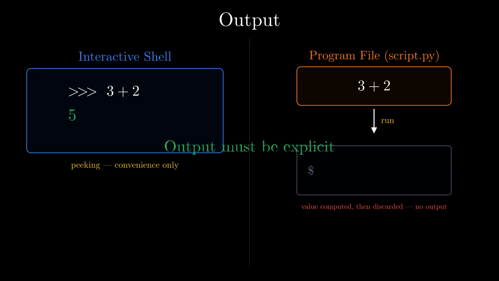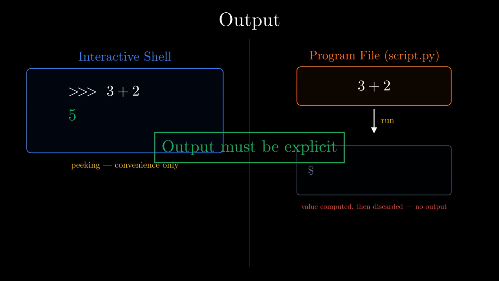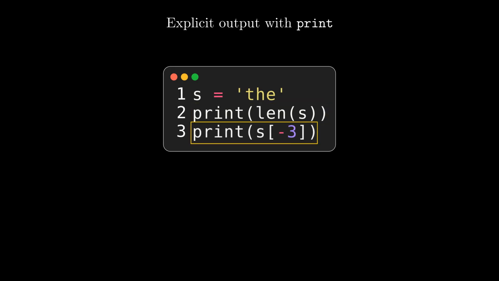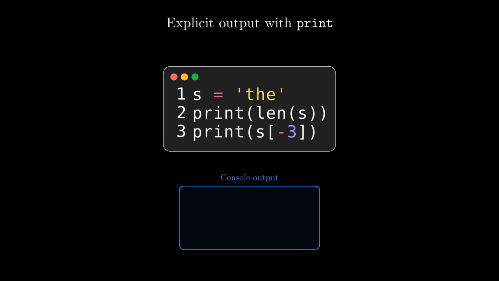To communicate with a user, you state explicitly what to display. Explicit output comes from the print function. Wrap an expression in print, and Python displays that expression's value, and only that. Bind S to the string "the". Then print the length of S and print the element of S at index -3. The first call evaluates the length, which is 3, and displays it. The second call evaluates the character at index -3. Counting from the right, -3 lands on the first character, "t", so it displays t.